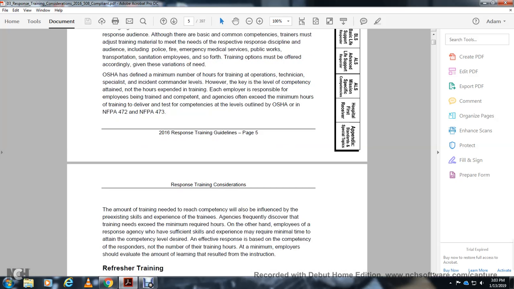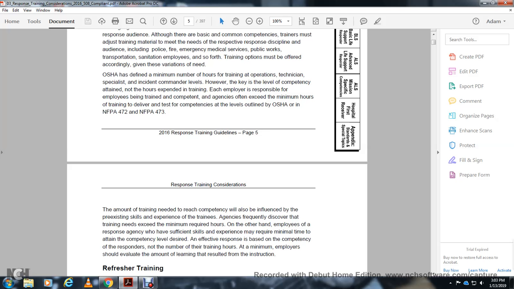The amount of training needed depends on the competency involved and is influenced by the pre-existing skill and experience. The training agency frequently discovers the training need exceeds the minimum required hours. On the other hand, an employee with a response agency who has significant skill and experience may require minimal time to attain the desired competency level for effective response, based on competency rather than the number of training hours.